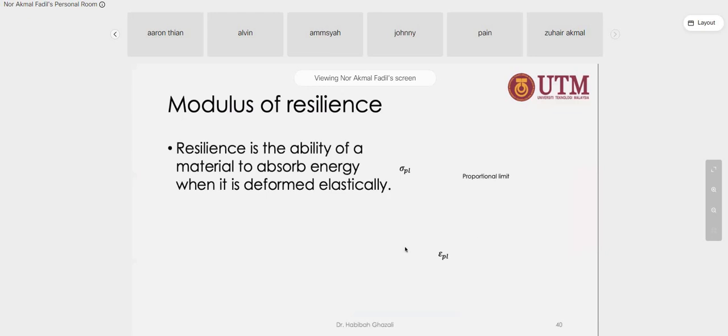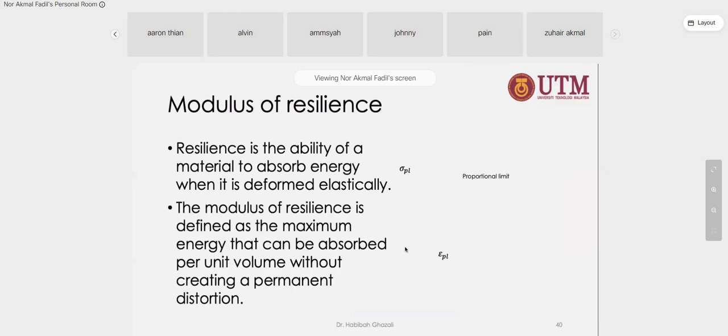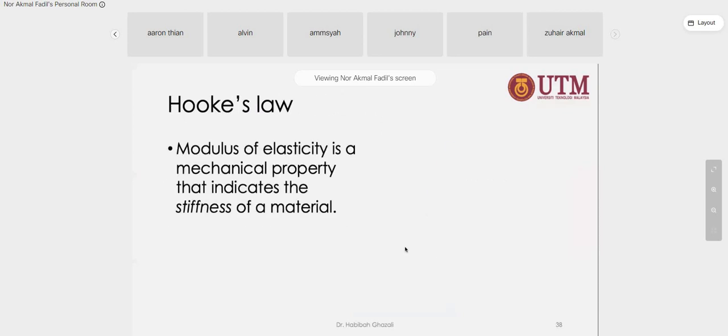Okay, resilience, or the modulus of resilience. Resilience is the ability of a material to absorb energy when it is deformed elastically. The modulus of resilience is defined as the maximum energy that can be absorbed per unit volume without creating permanent distortion. So it is the area under the curve in the elastic region.